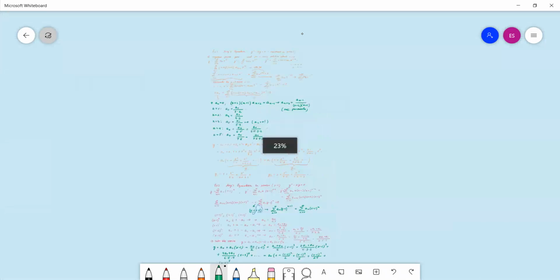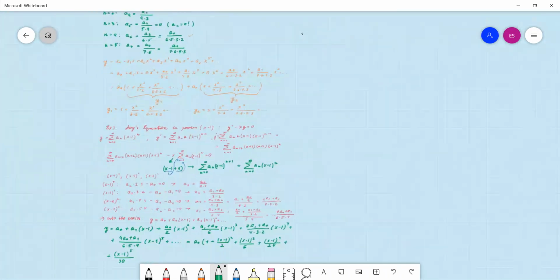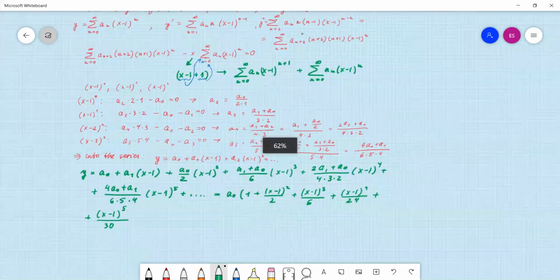Come on, why is it so small? I think I just touched something.